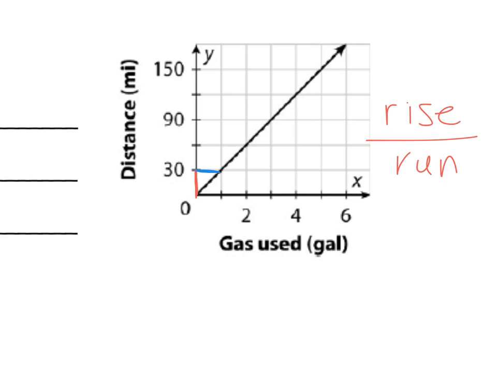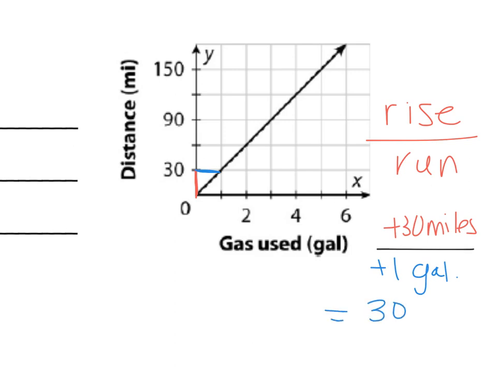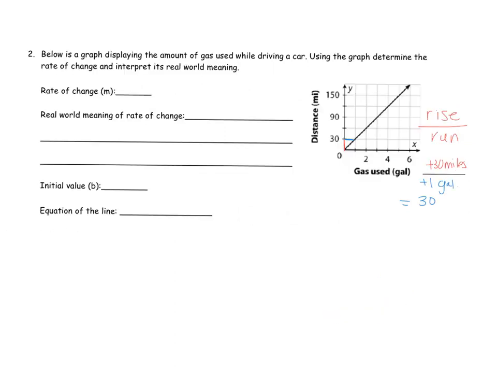So that means my rate of change is going to be up 30 miles over 1. And this is a positive slope. Your slope is going to be 30. So we're going to fill that in over there. So my rate of change is 30, positive 30. You see it's increasing from left to right.